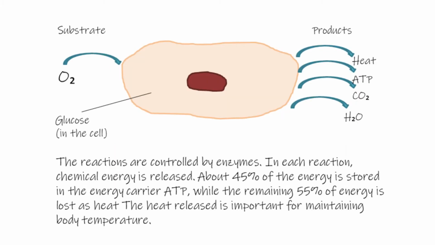During respiration, glucose is broken down into carbon dioxide and water through a series of chemical reactions in a gradual manner. The reactions are controlled by enzymes. In each reaction, chemical energy is released. About 45% of the energy is stored in the energy carrier ATP, while the remaining 55% of energy is lost as heat. The heat released is important for maintaining body temperature.